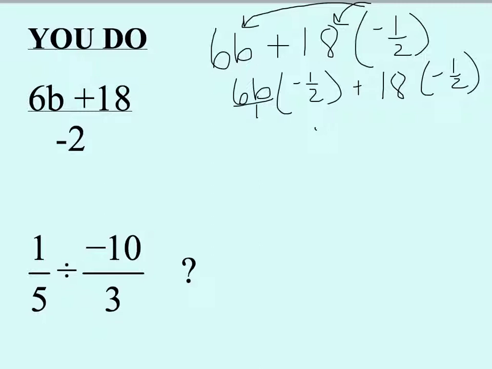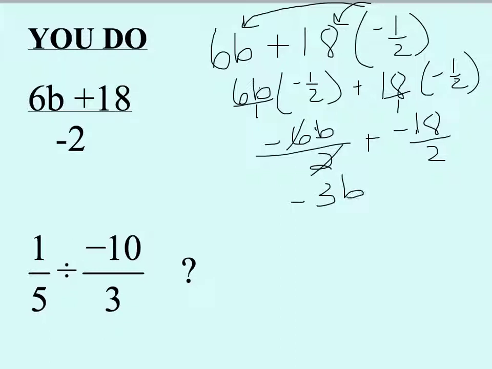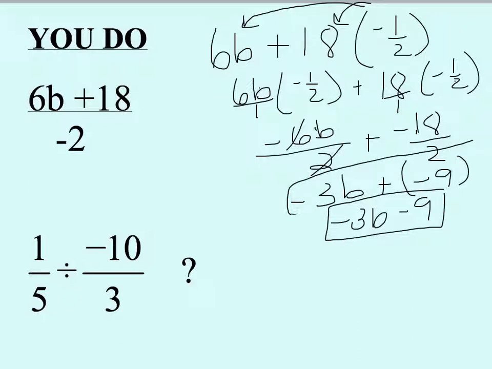I'm going to put this over 1. 6b times negative 1 is negative 6b, and 1 times 2 is 2. Then I'm going to add 18 times negative 1, which is negative 18, and 1 times 2 is 2. Now I can simplify, and I get negative 3b plus negative 9. Another way you can write it is negative 3b minus 9. If you wrote it like the term above, you want to put it in parentheses because you don't want to have a positive and a negative right next to each other.